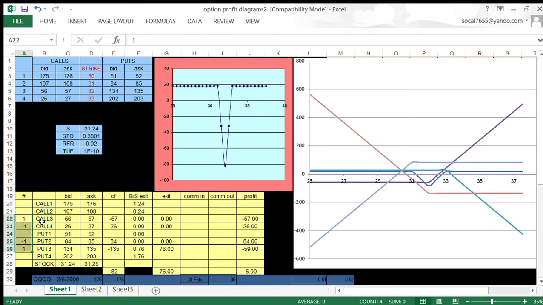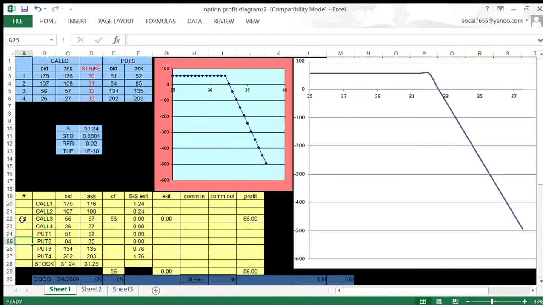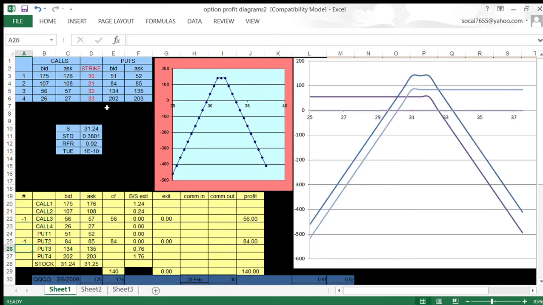a straddle. It's called a strangle, and what it does is it looks like this. We'll start off with the short strangle. We'll go short call 3, and we'll also go short put 2. And now look at the profit diagram we now have.